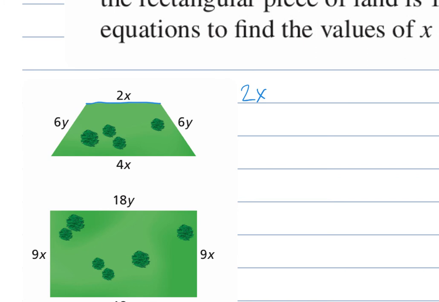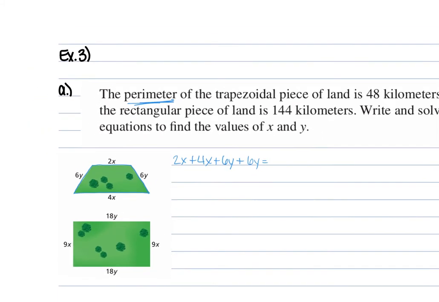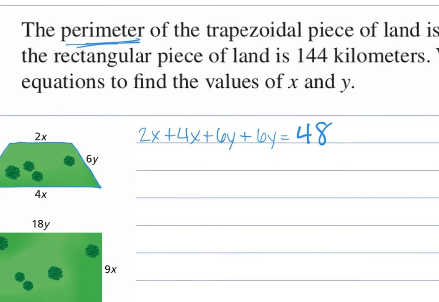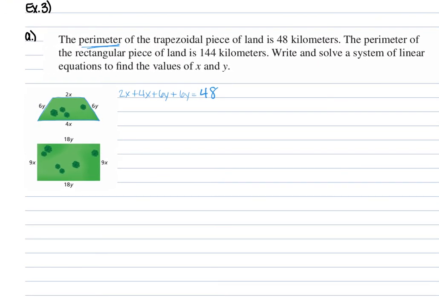So let's add 2x. Let's add 4x. So plus 4x. Let's also add 6y. And then let's also add 6y again. Oops. So plus 6y plus 6y. Now, altogether, it said that the perimeter of the trapezoid needed to be 48. So we're going to set that equal to 48. All right. So we've got this. And then the second piece says the perimeter of the rectangular piece of land is 144 kilometers.